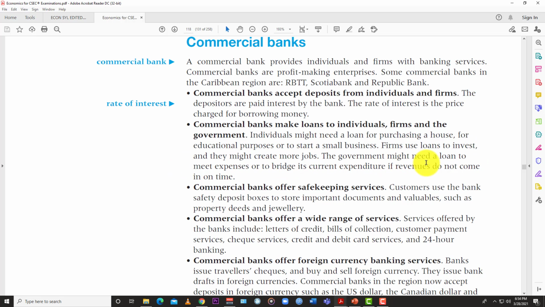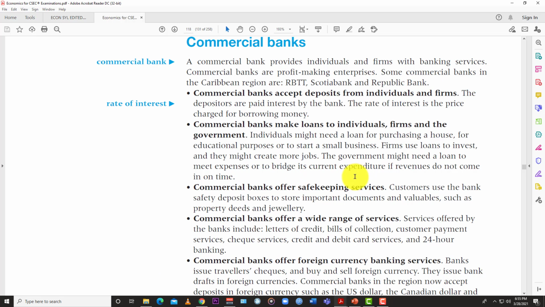The government might need a loan to meet expenses or to bridge its current expenditure if revenues do not come in on time. So sometimes something might happen, and instead of getting the monthly tax coming in, the government needs the money right away, and so they can go for a loan. Or if something happens and the revenue dips, there's a shortfall, they can always go to commercial banks for some monies to carry out their mandates.